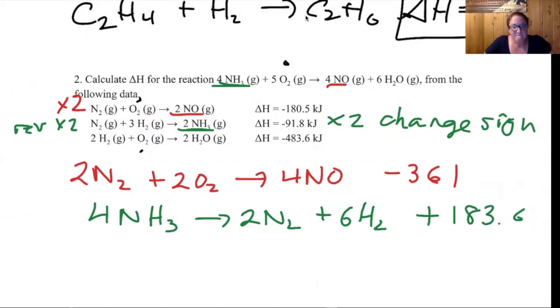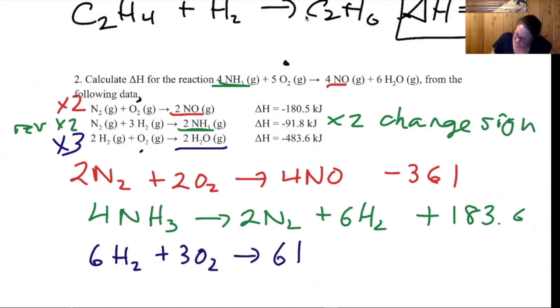Third reaction. What does it have in common with my goal? It has water. Correct number of them? No. Correct side? Yes. I need to triple this reaction, which will give me 6H2 plus 3O2 forms 6H2O. Triple the reaction, I'm going to triple the heat, 43.6 times 3, negative 1450.8.